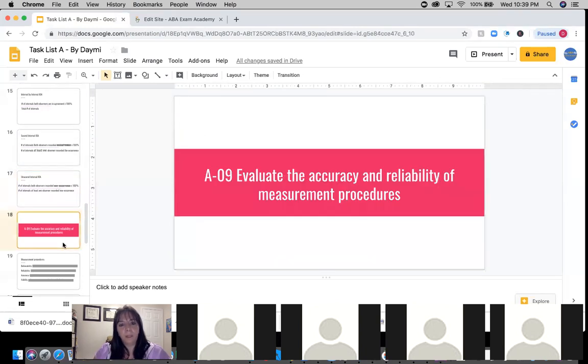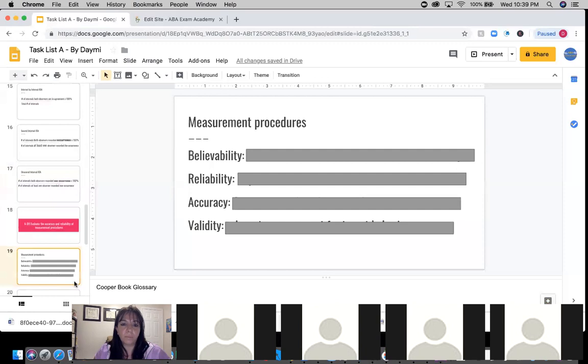Okay, we're going to go over A9, evaluate the accuracy and reliability of measurement procedures. All I did for this section was definitions, because I wanted to go over IOA and make sure you guys know what to do with each of them, and understand the definitions of each of these. With measurement procedures, we have believability, reliability, accuracy, and validity. Who can tell me what is believability?